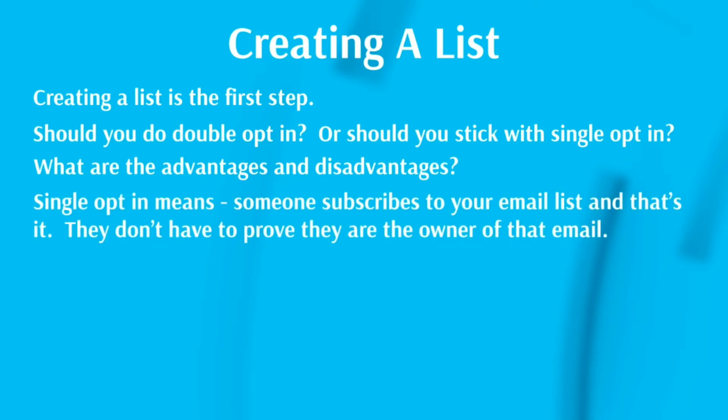Single opt-in means if somebody subscribes to your email list, they go to your landing page, they fill in their name and their email address, and that's it. When they click submit, they get automatically added to your list. Now, here is the problem with that. If they do that, there's no way to prevent them from entering a fake email address.